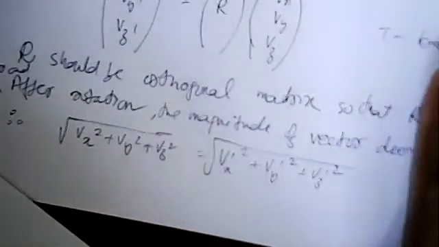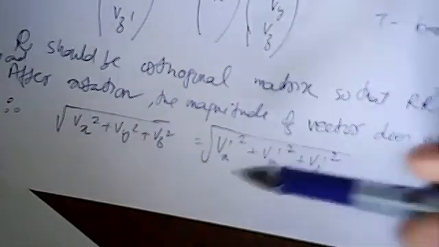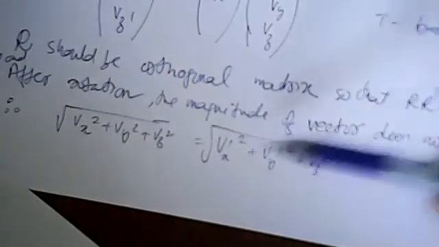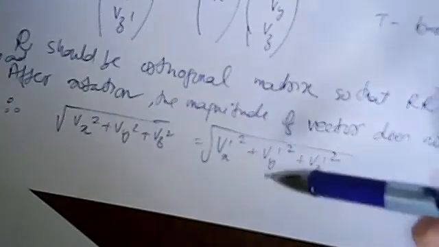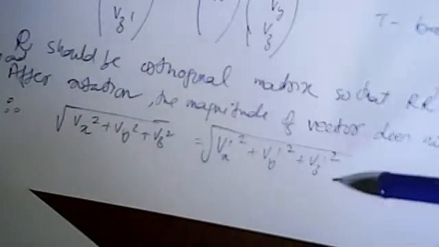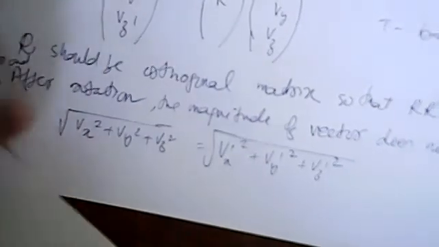Okay. One more condition is that the magnitude does not change. So before and after rotation, the magnitude of the vector does not change. That means the square root of Vx square plus Vy square plus Vz square should be equal to the square root of Vx dash square plus Vy dash square plus Vz dash square. These are simple trivial things everybody knows.